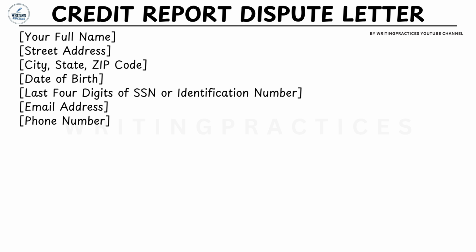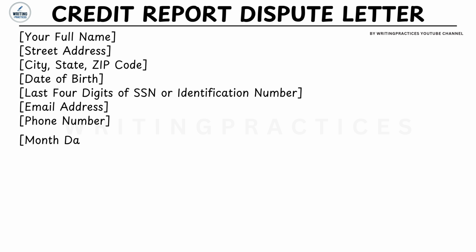For example, Sarah Mitchell, 2458 Willow Creek Drive, Denver, Colorado 80202. Date of birth, March 14, 1991. Last four digits of SSN, 4821. sarah.mitchell@email.com, 303-555-7148. This section helps the credit bureau locate your credit file accurately. Make sure your personal information matches your official credit records exactly.